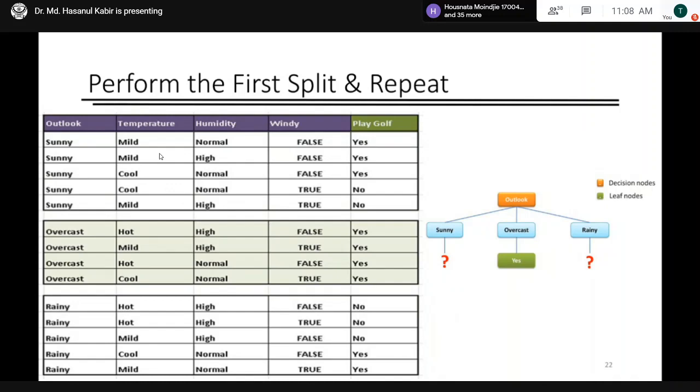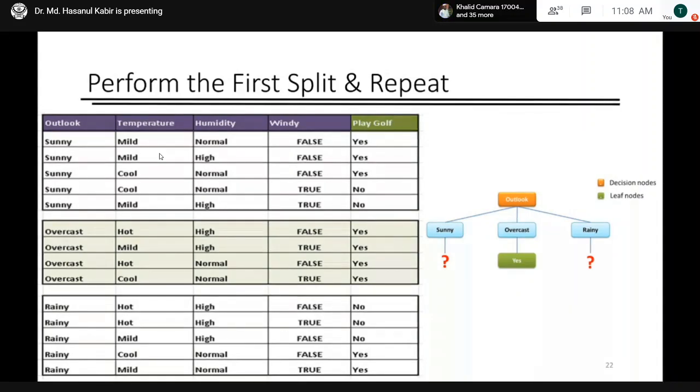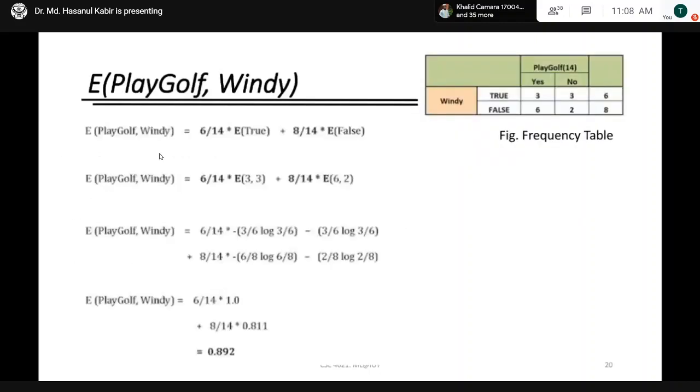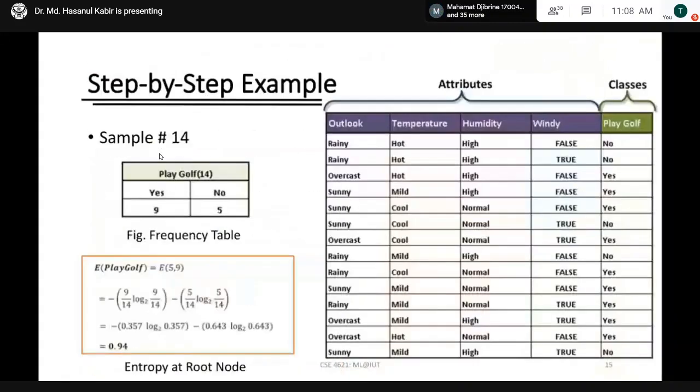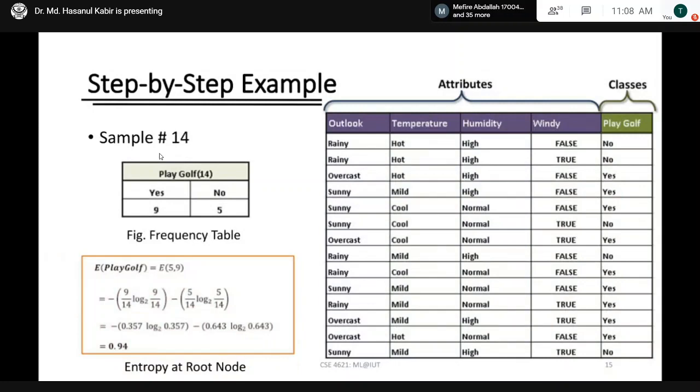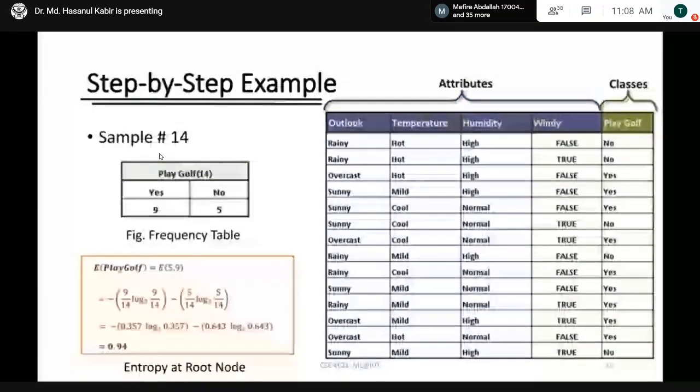No, sir. Okay. If I ask you at the very beginning, once I have given you the whole data set, like over here, what is the entropy at the root, before doing the splitting? Can you compute the entropy? Yes or no?